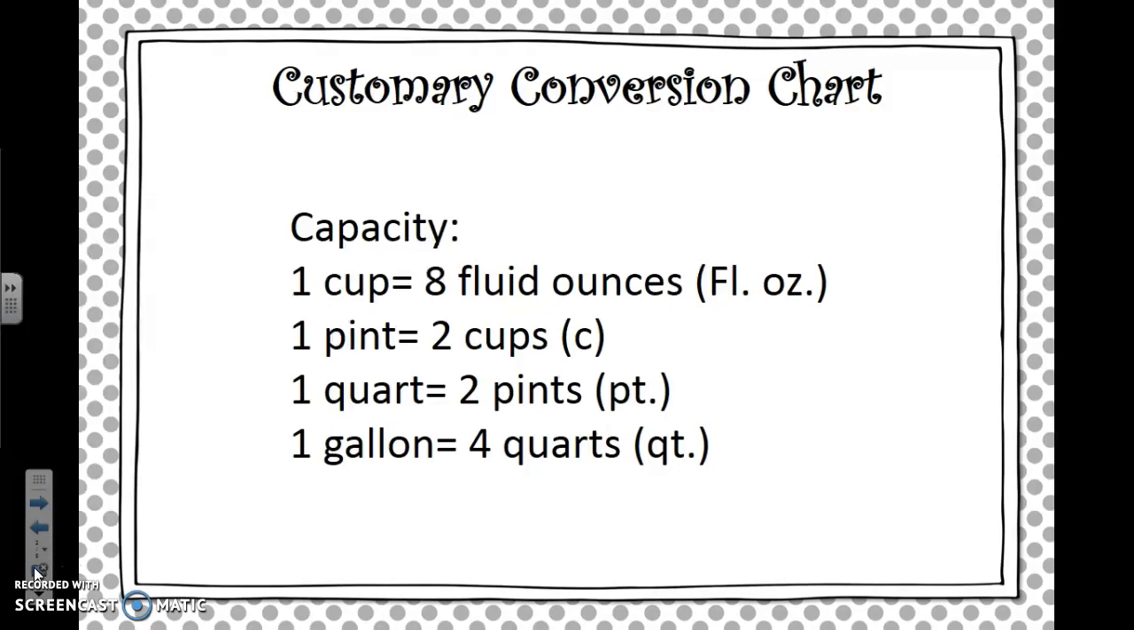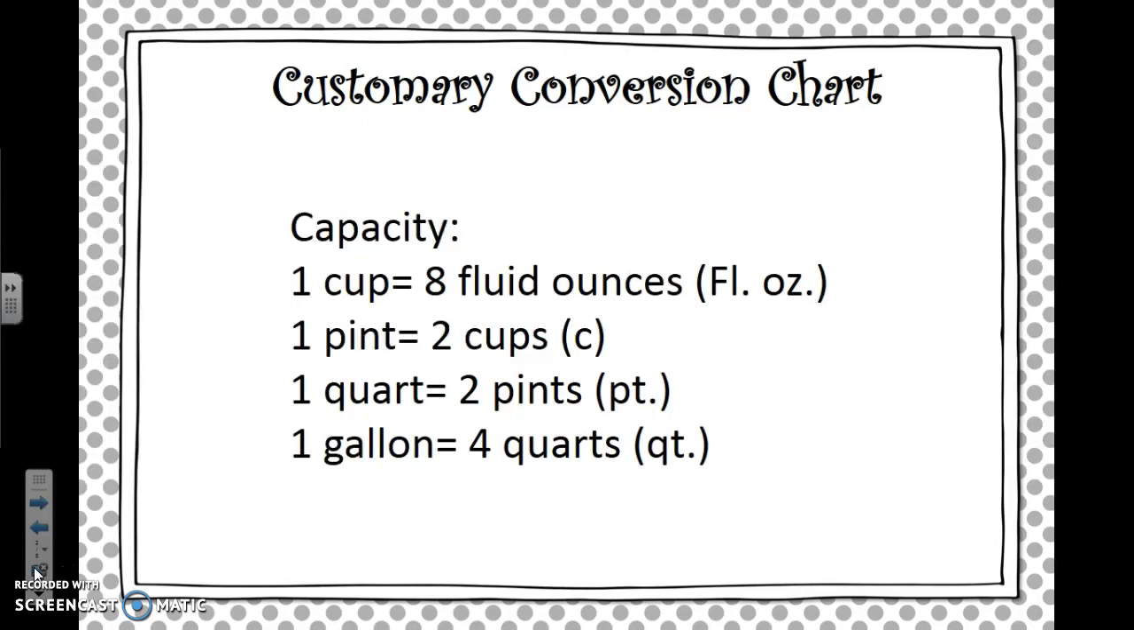So I went ahead and placed our customary conversion chart here for capacity because we're about to do a problem with capacity. We learned this chart today, so you already have it down in your notebook. You don't need to write it down. I'm just going to review it. So 1 cup is equivalent to 8 fluid ounces, 1 pint is equivalent to 2 cups, 1 quart is equivalent to 2 pints, and 1 gallon is equivalent to 4 quarts.